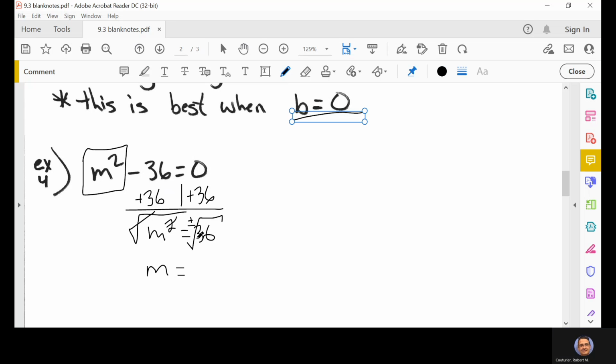Like 1, 4, 9, 16, 25, 36, 49, 64, 81, 100, 144. All the numbers multiplied by themselves. 6 times 6 gives you 36. Also do a plus or minus here, because what else would equal 36? Negative 6 times negative 6. So this is plus or minus 6.